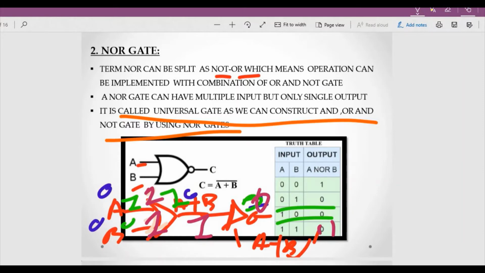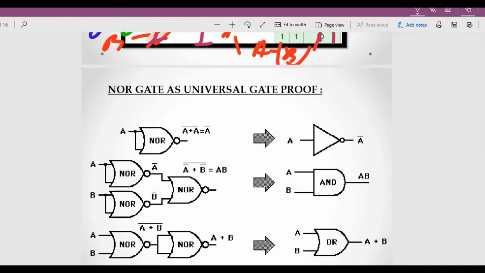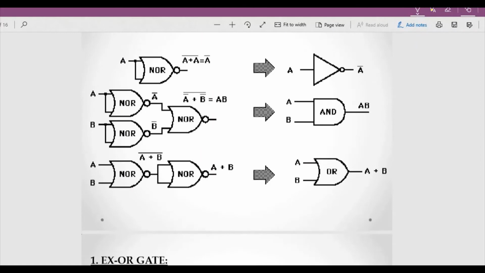Okay, now we will prove how it is a universal gate. Again the logics are same. Okay, so when we are getting this inverter, what is happening? We are shorting these two legs. Okay, and what we are getting is A plus A complement, which is nothing but A complement. That is a basic digital circuit logic.